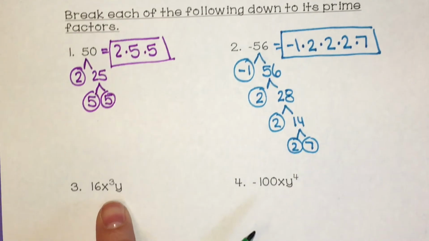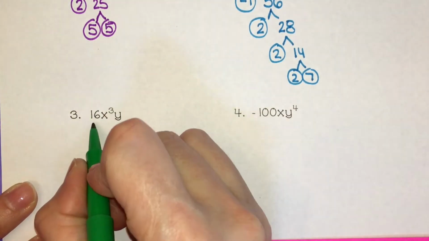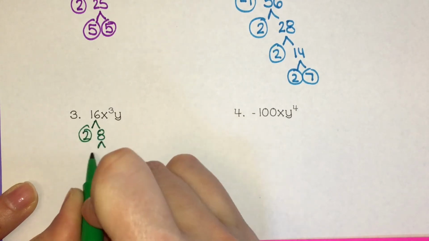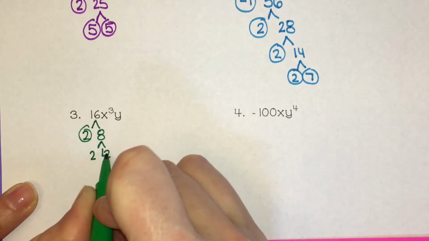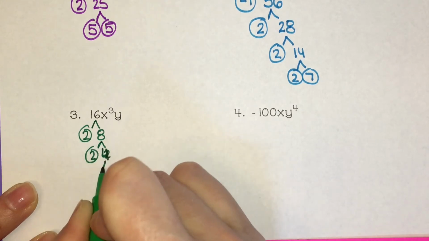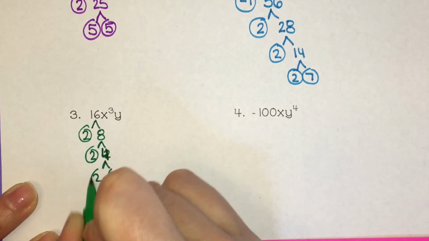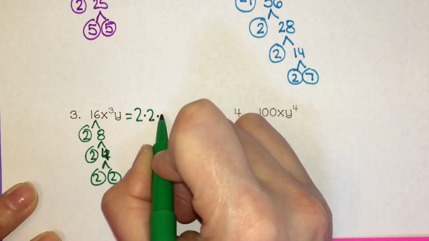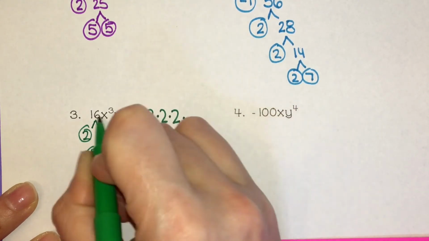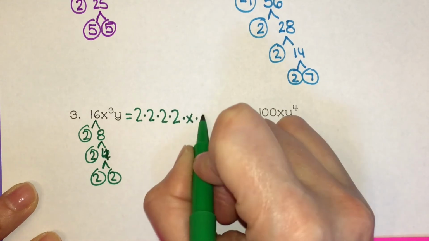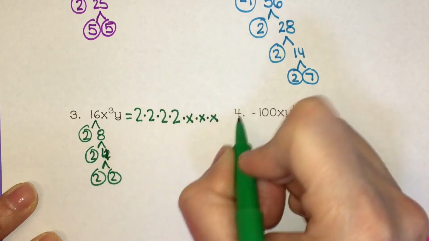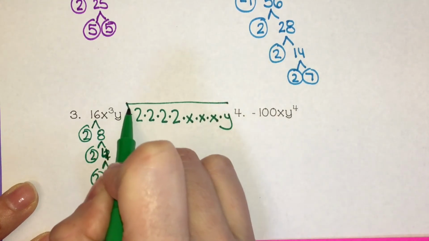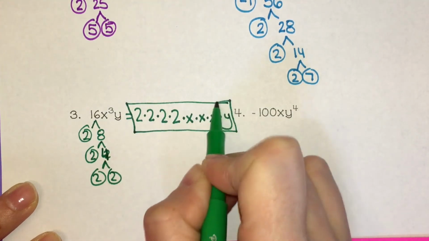All right, third one, we have some variables involved. So start with breaking down 16 to 2 times 8. 8 is 2 times 4. 4 breaks down to 2 times 2. So I'm going to rewrite this as 2 times 2 times 2 times 2. X cubed is x multiplied by itself 3 times, multiplied by that single y value. Because remember, y is the same thing as y to the power of 1.